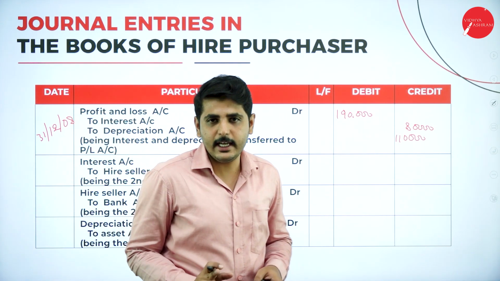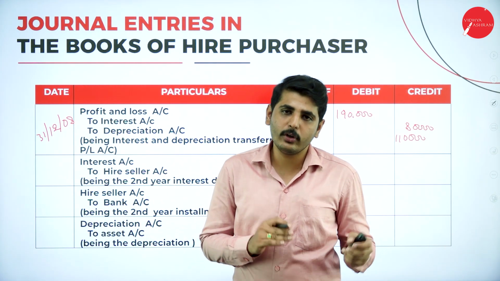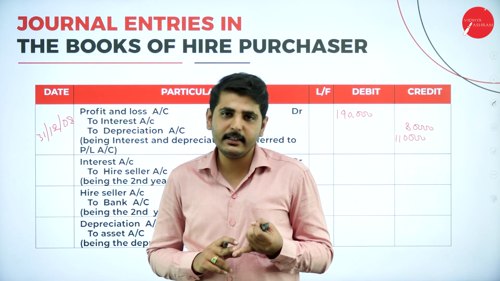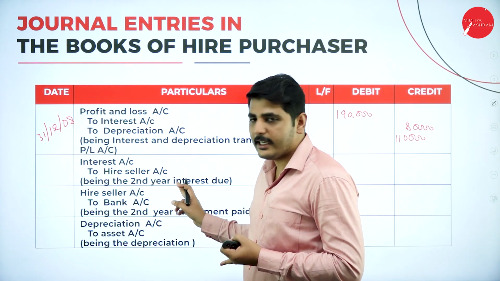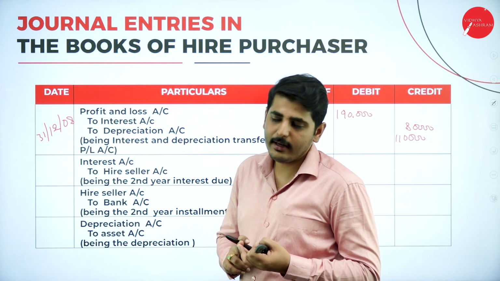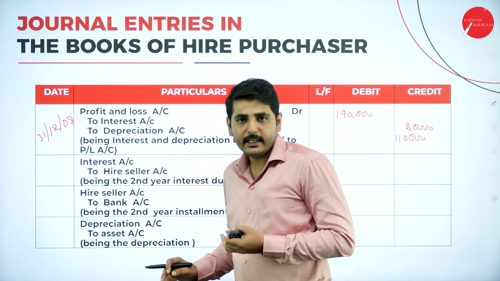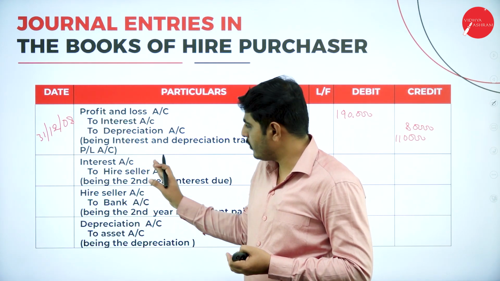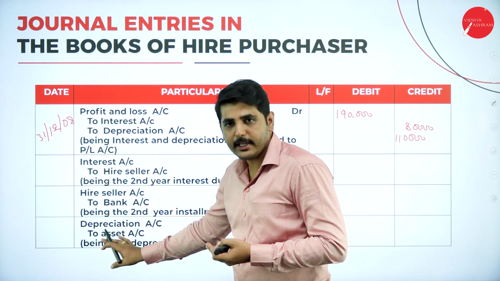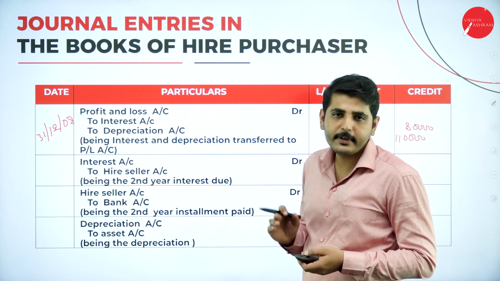Now for the first year we have to show 6 entries. For the second, third and fourth years we have to show only 4 entries, because we purchase the asset only once. So the purchasing asset entry will not come for the second year. Only once we make the down payment, so that entry will not come again. For the second year we have to show just the interest due and the installment paid, then the calculation of depreciation and the transfer of depreciation and interest to profit and loss account.